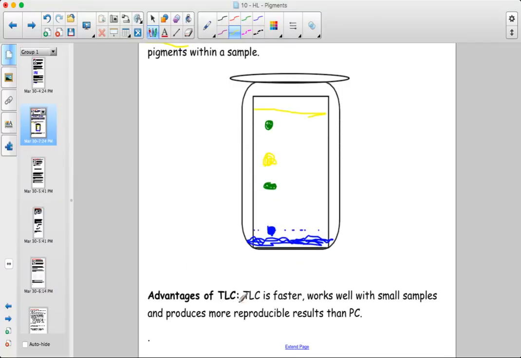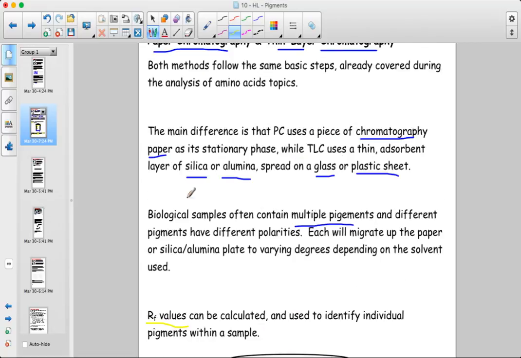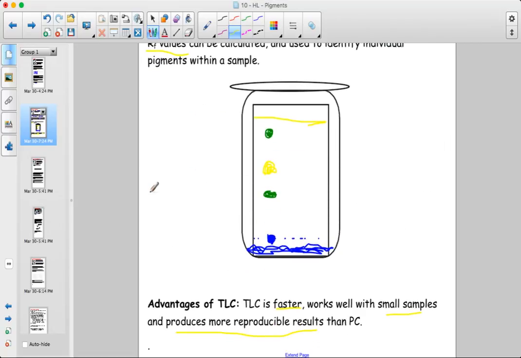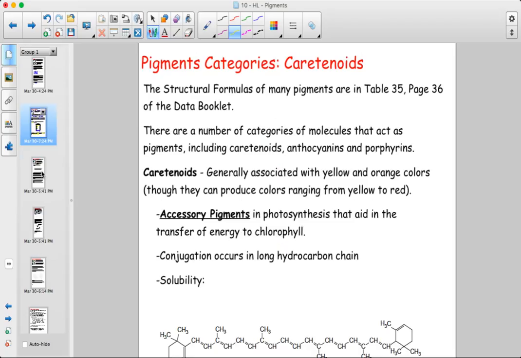The advantages of thin layer chromatography over paper chromatography is that it's faster. It works pretty well with small samples of pigment, and it produces more reproducible results than paper chromatography. Otherwise, the steps are the same as if we had done paper chromatography for amino acids.